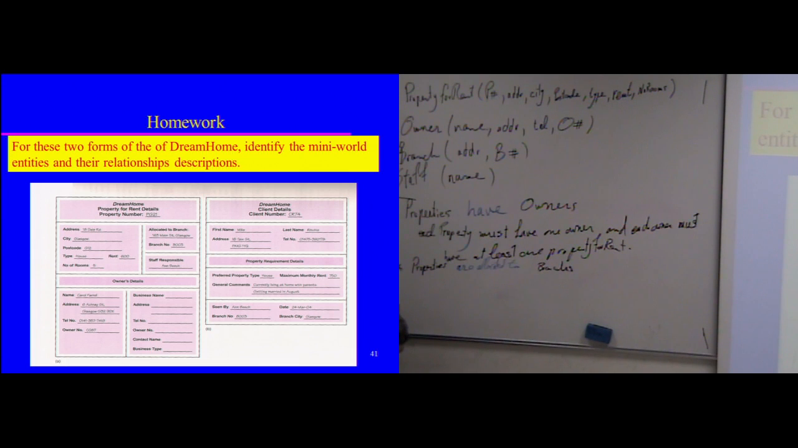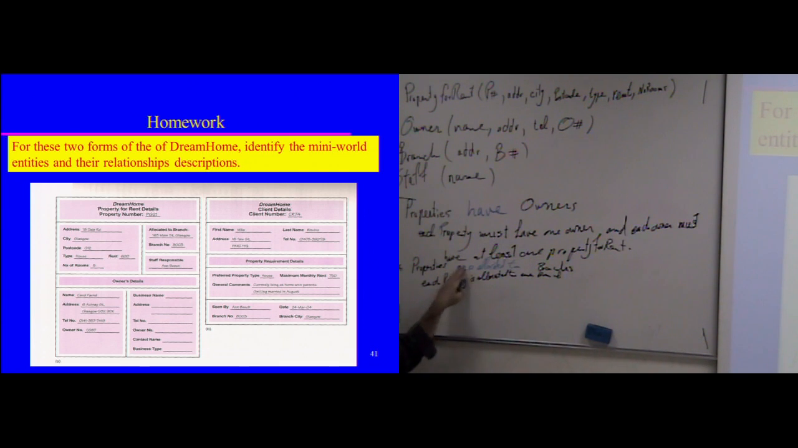Let's write down the details. Each property, how to relate it to the branch, is allocated to how many branches? One. Why? Because there is no more than one place to write the branch here in the form. So each property is allocated to one branch.